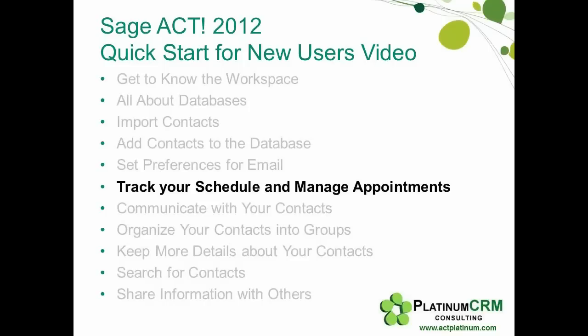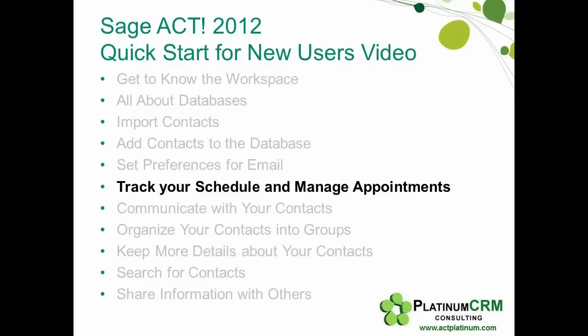Track your schedule and manage appointments. In Sage Act, to-do items and scheduled appointments, such as telephone calls or meetings, are called activities. Scheduled activities appear on your calendar, in the task list, on the Activities tab, and in the dashboard. The global toolbar has buttons for default Sage Act activity types of call, meeting, and to-do.